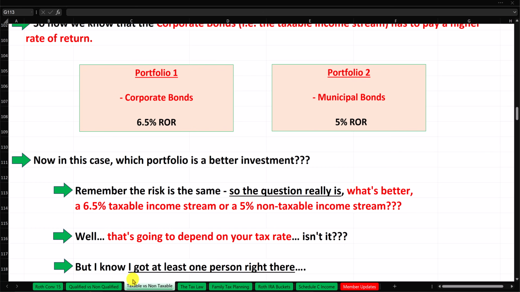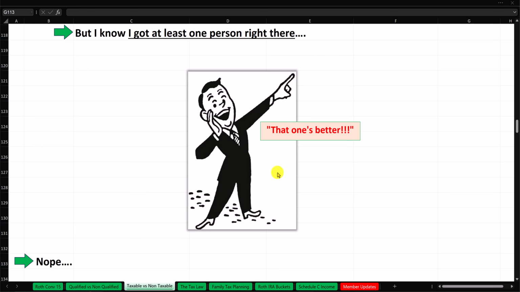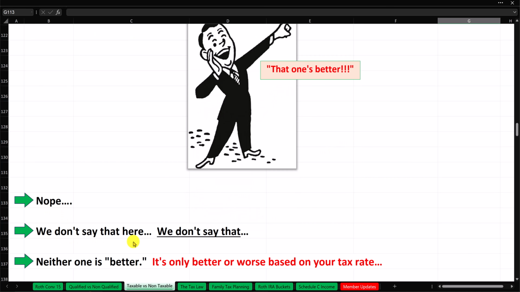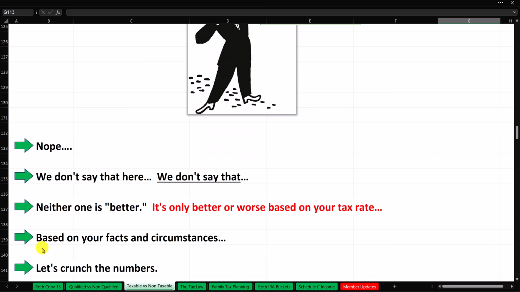But I know I got at least one person right there. Come on, fess up. That one's better. Nope, we don't say that here. We don't say that. Neither one is better. It's only better or worse based on your tax rate, based on your facts and circumstances.